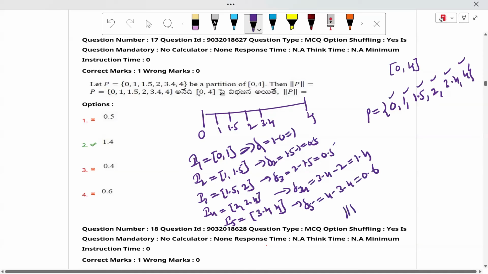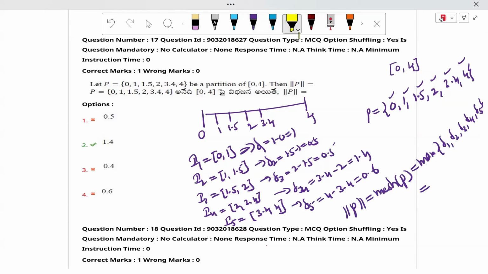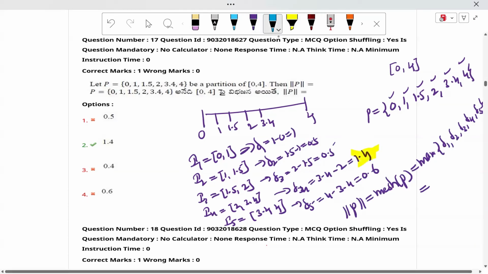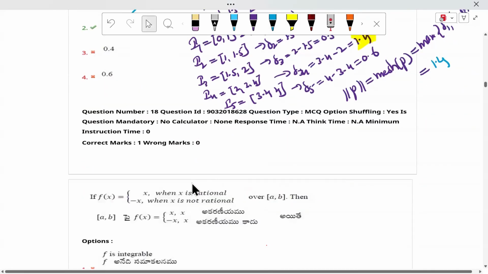We know that norm p is equal to, దీన్నే మెష్ p అని అంటారండి. మెష్ ఆఫ్ p, it is the norm p. Maximum length of the Δ1, Δ2, Δ3, Δ4, Δ5. వీటన్నిటి లోపల అన్ని సబ్ ఇంటర్వెల్ లోపల మాక్సిమం లెంత్ ఎంత అవుతుందండి? ఇక్కడ అబ్జర్వేషన్ చేయండి. మాక్సిమం లెంత్ ఏమవుతుంది? 1.4. సో ఇట్ ఈస్ ద 1.4 ఇస్ ద రైట్ ఆన్సర్. ఇట్ ఈస్ ద మెష్ p లేదా నామ్ p అని చదువుతాం మనం. ఇస్ ఇట్ క్లియర్? ఇట్ ఈస్ ద 4th సెమిస్టర్.